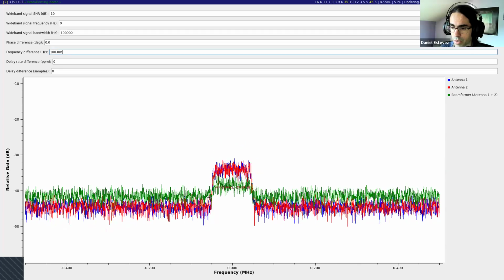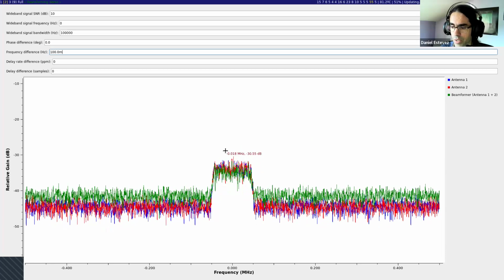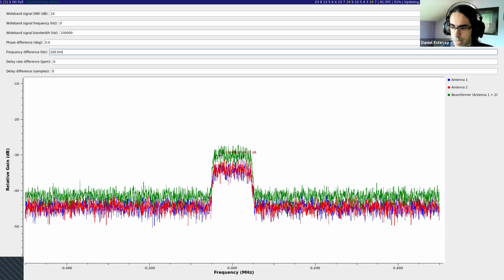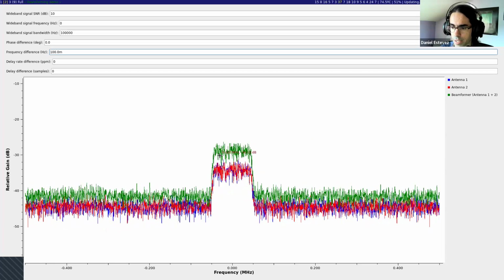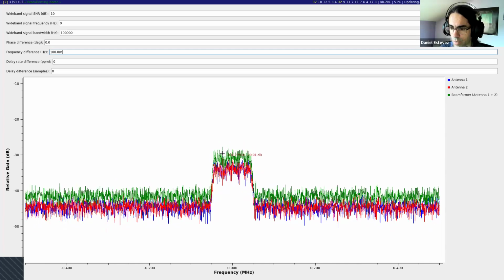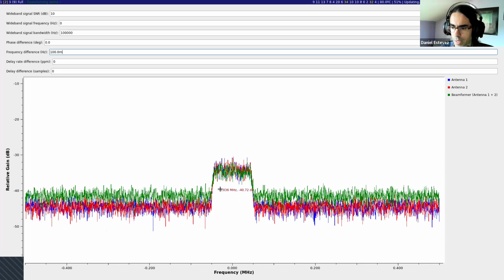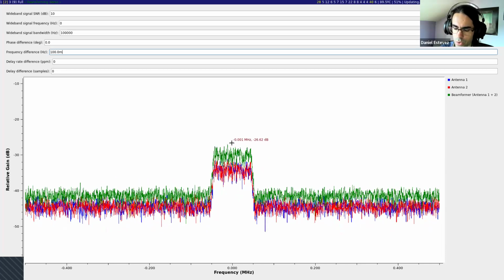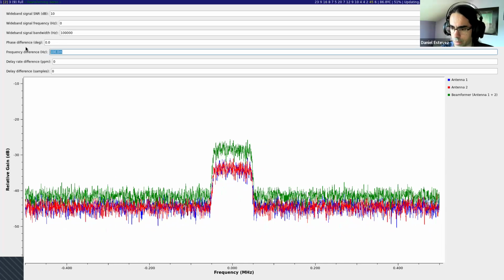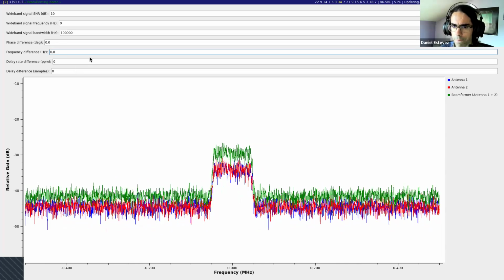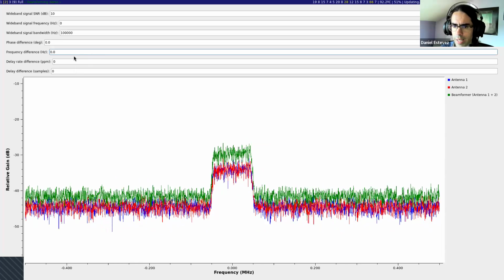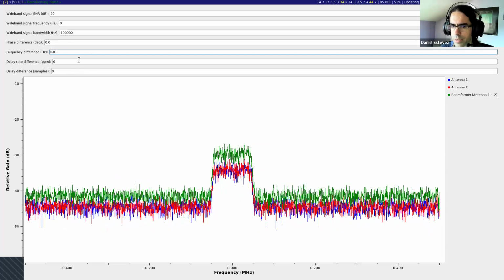So you can see the signal is decreasing. Now it increases. And it does one of these cycles every 10 seconds. So it is at 0 degrees phase difference. Now it is close to 180. Now it's close to 0 again, and it keeps repeating. So that's how a frequency difference looks like.